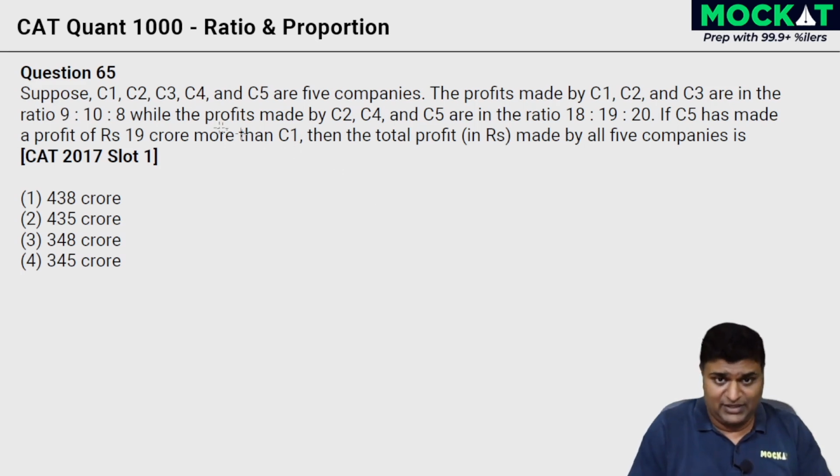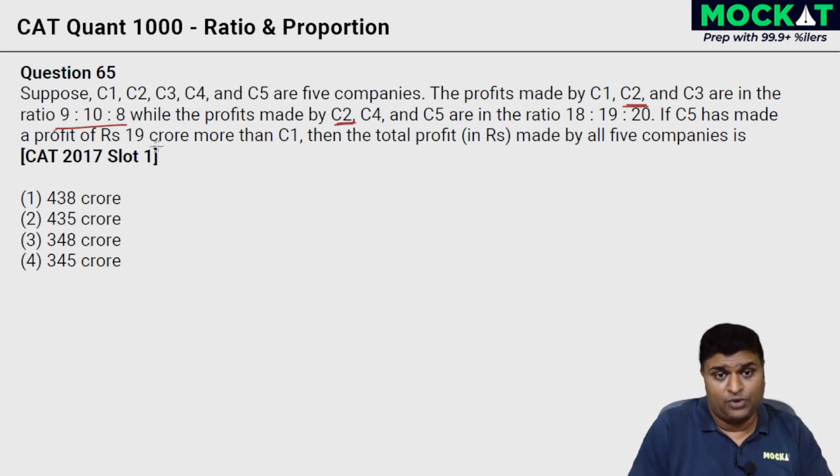Let's start with the first question here, question 65. Suppose C1, C2, C3, C4, and C5 are 5 companies. The profits made by 3 of them, C1 to C3, are in the ratio 9:10:8, while the profits made by C2, C4, C5, right? The connecting or linking company over here is C2, which is present in both the ratios. Looks like I have to merge the two ratios.